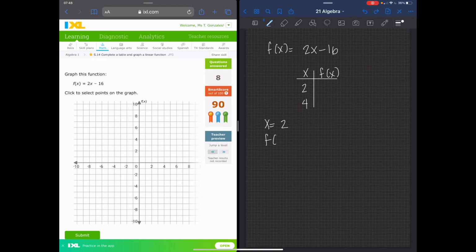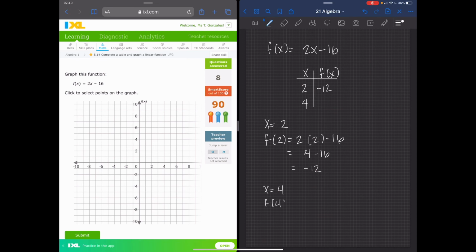My first x is going to be 2, so I have f of 2 equals 2 times 2 minus 16. So 2 times 2 is 4 minus 16. And then 4 minus 16 is negative 12. So it's negative 12. Let's see if that's on the table. 2, negative 12 is not on the table. So I have to pick another number. So x equals 4.